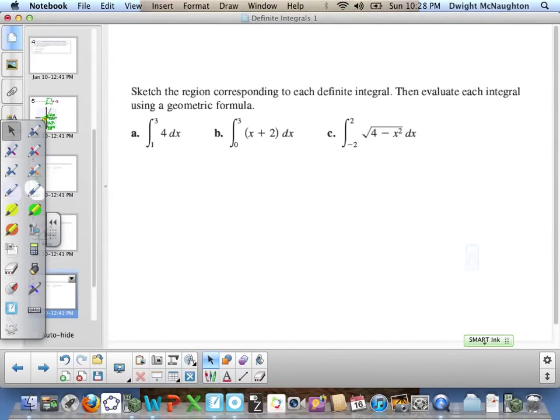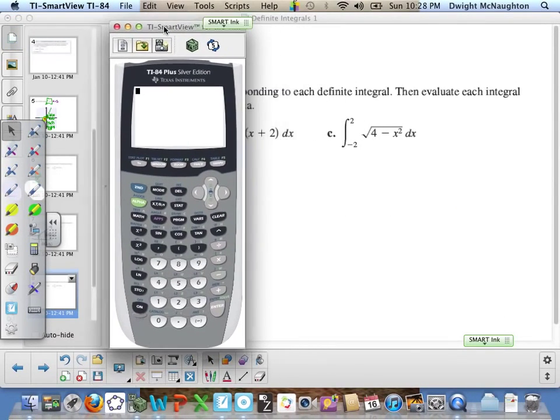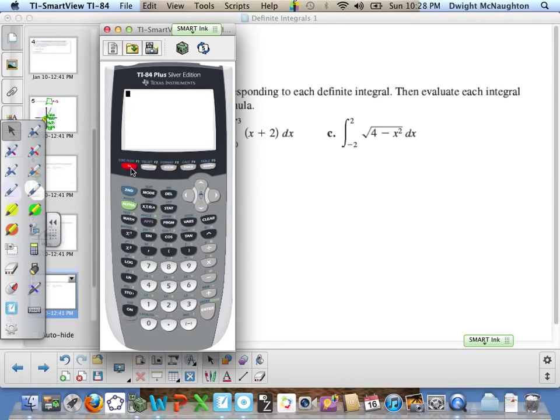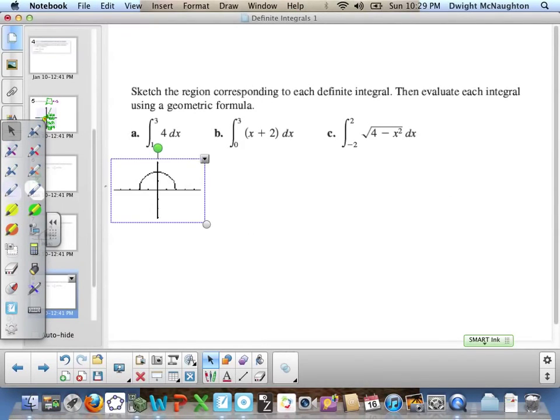Letter C. If you remember anything about the graph of the square root of 4 minus x squared, this isn't a tough problem. If you don't, you should probably review it. So we'll graph it. As you do this, you're going to want to zoom to a decimal setting. So y equals the square root of 4 minus x squared. What shape does that make? Well, it looks like a semicircle.